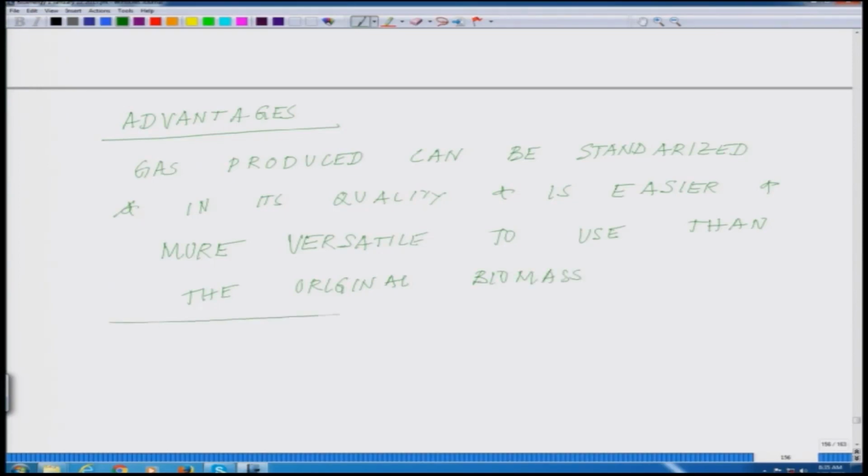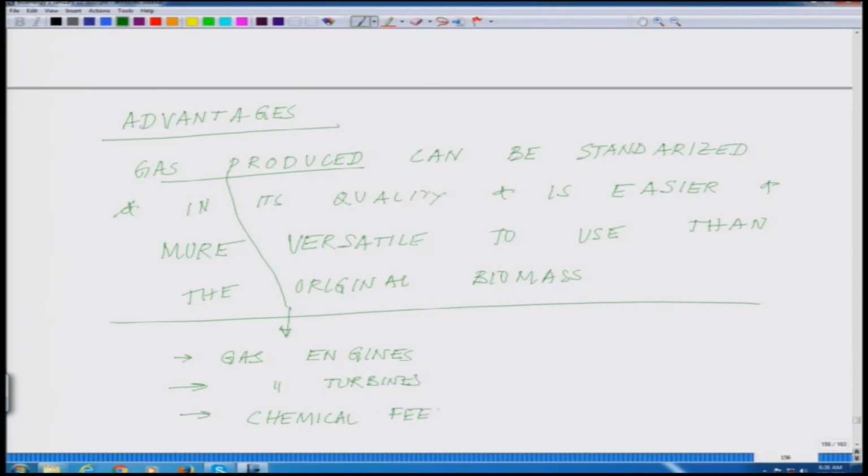as a matter of fact, this gas could be used for gas engines, it could be used for gas turbines, it could be used as chemical feedstock to produce liquid fuel, okay?